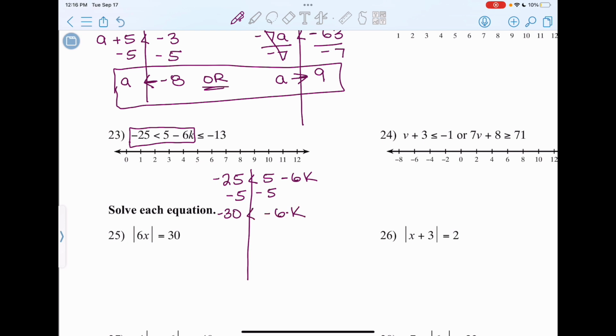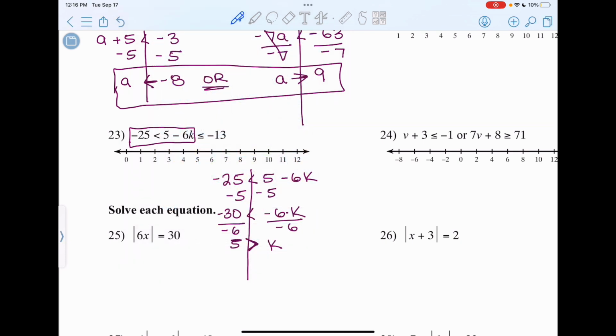And then since the negative 6 is being multiplied to k, I need to divide to get rid of it. And since I'm dividing by a negative, that is going to flip my sign. And negative 30 divided by negative 6 will be a positive 5.